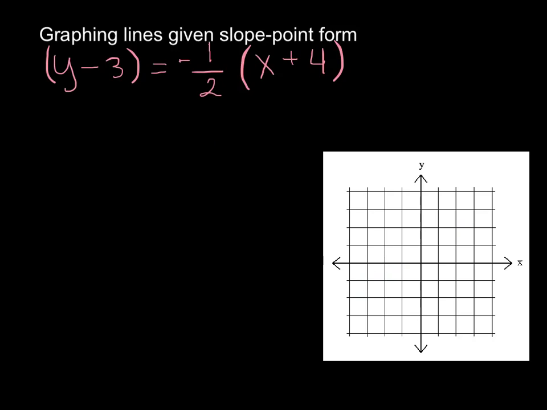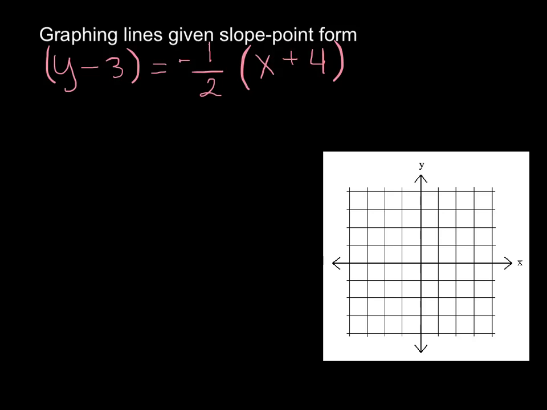Okay, so here we have y minus 3 equals negative 1/2 x plus 4. A couple of things are different in this example. We've got a negative slope. And also, you notice we've got a plus here, and in the previous example, we had a minus. So let's see how that affects things.